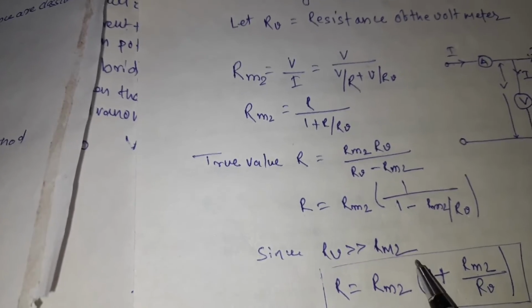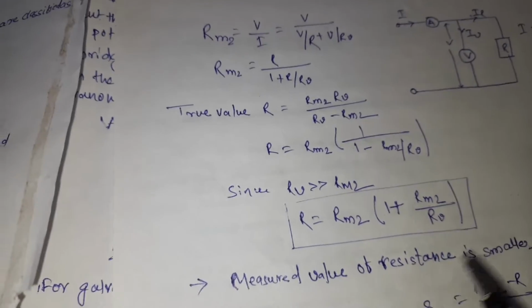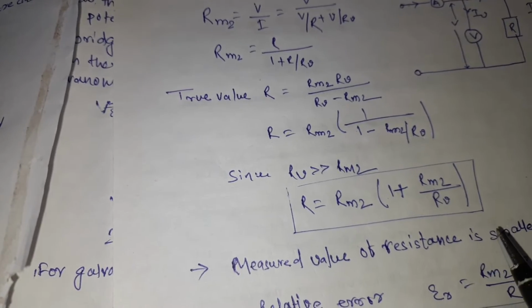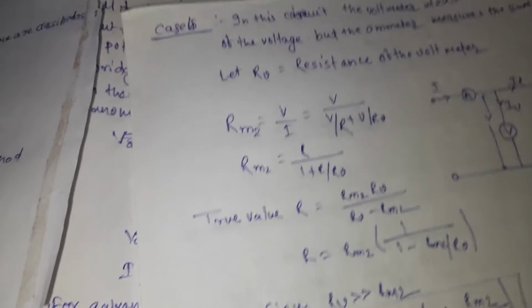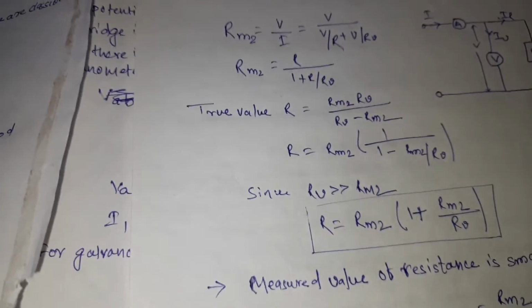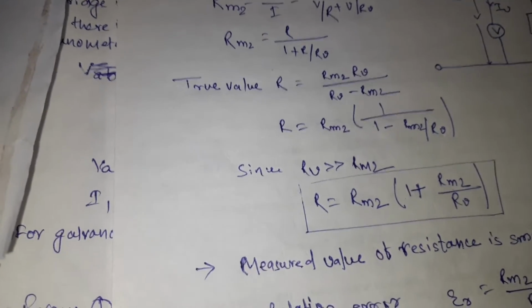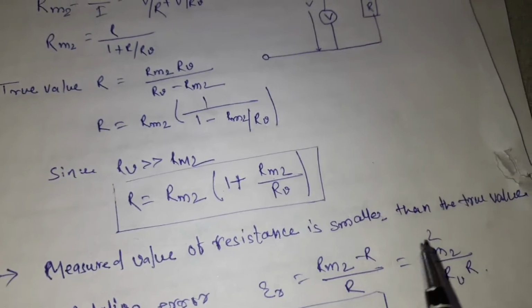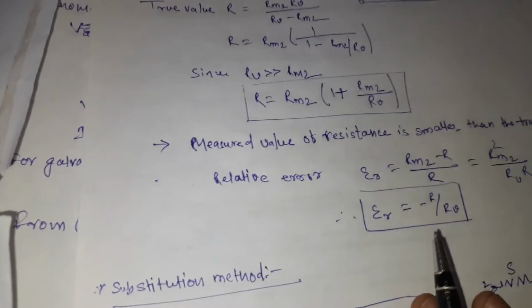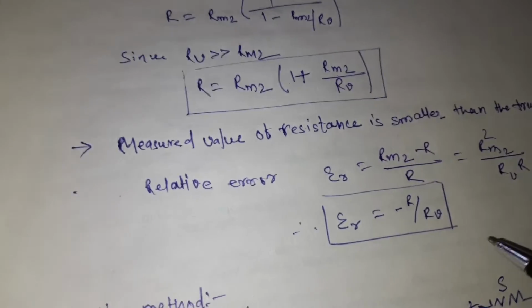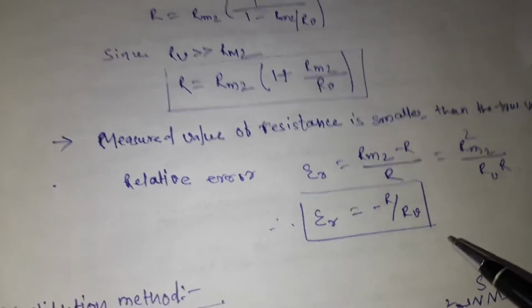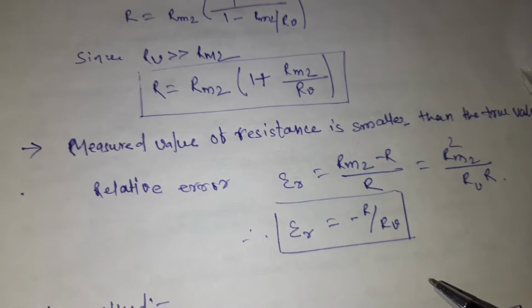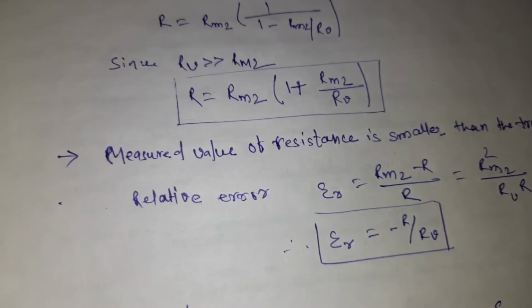In terms of calculation, the true value is equal to RM2 by 1 plus RM2 by RB. That means the measured value of resistance is smaller than the true value. So we have to calculate the relative error. If you calculate using the formula, the relative error is equal to minus R by RB, where RB is the voltmeter internal resistance.